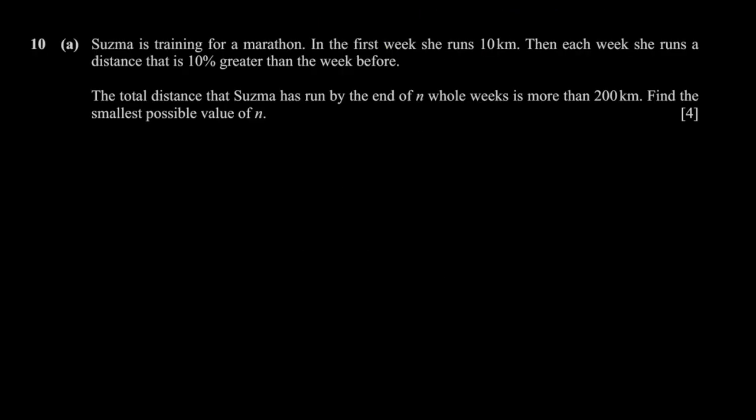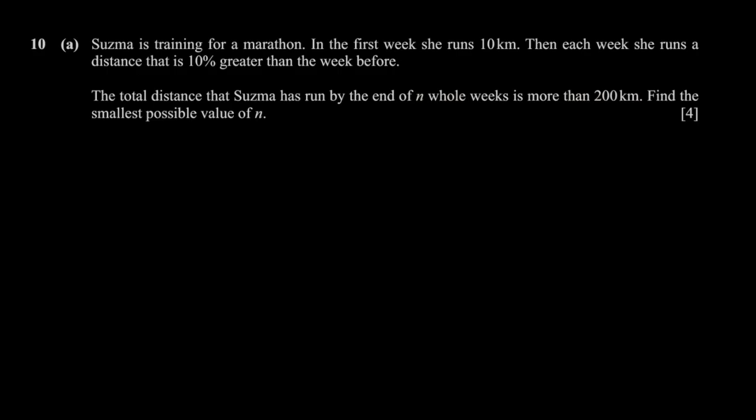Right, question 10. Suzma is training for a marathon. In the first week, she runs 10 kilometers. Then each week, she runs a distance that is 10% greater than the week before. The total distance that Suzma has run by the end of n whole weeks is more than 200 kilometers. Find the smallest possible value of n.